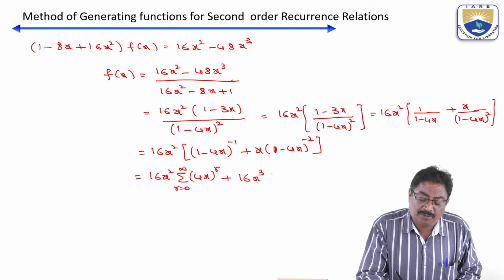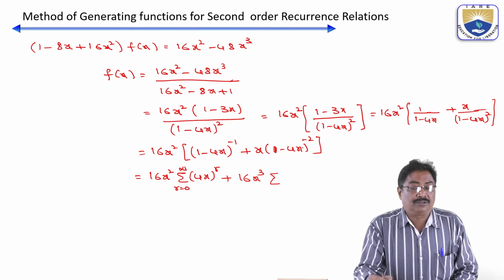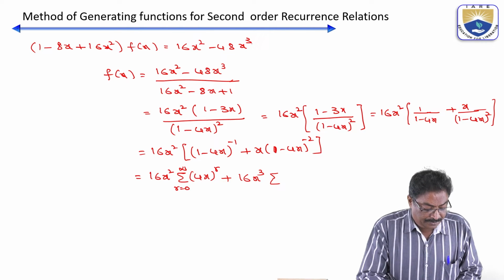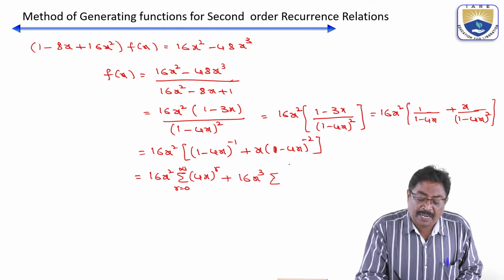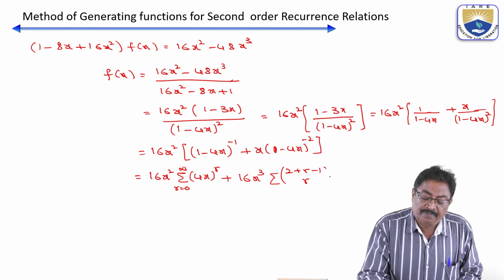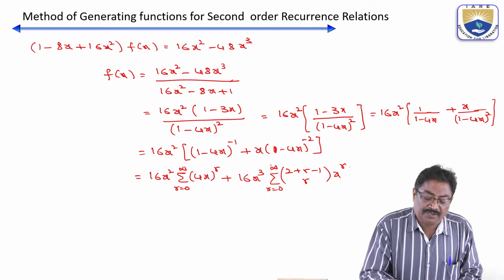This is whole to the power of minus n. So this will become r plus n plus r minus 1. So what is n? n is 2. So 2 plus r minus 1 Cr, then x to the power of r, r equals 0 to infinity.